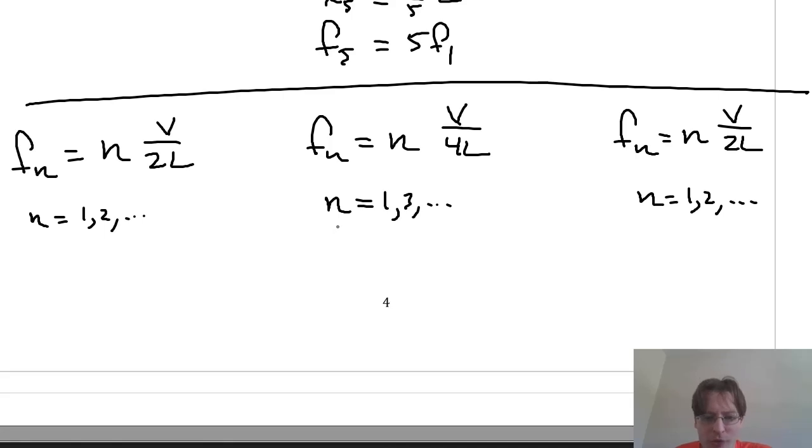So now let's do some examples. Actually, I'll show you some illustrations, some simulations of these standing waves, and then we'll do some examples.